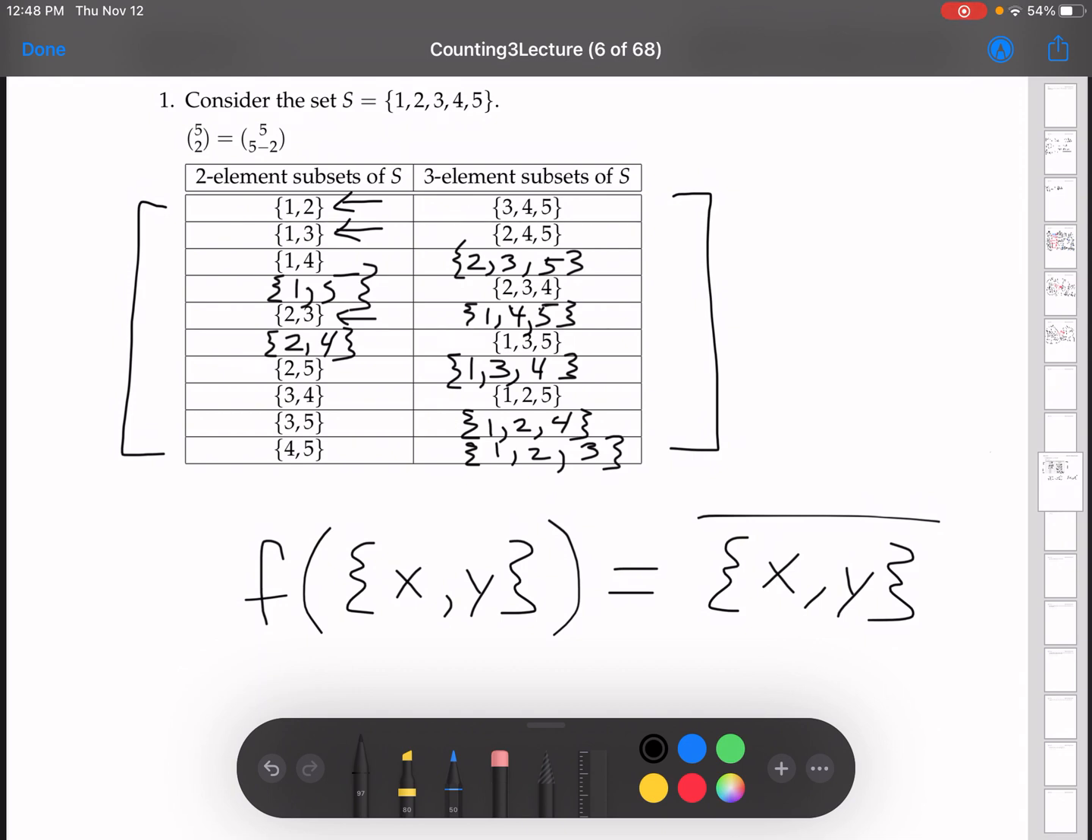And so therefore, they have the same cardinality, right? Two sets have the same cardinality when there's a bijection between those sets. So here we have all of the two-element subsets of S and all of the three-element subsets of S, and there's a bijection between them, so there's got to be the same amount.